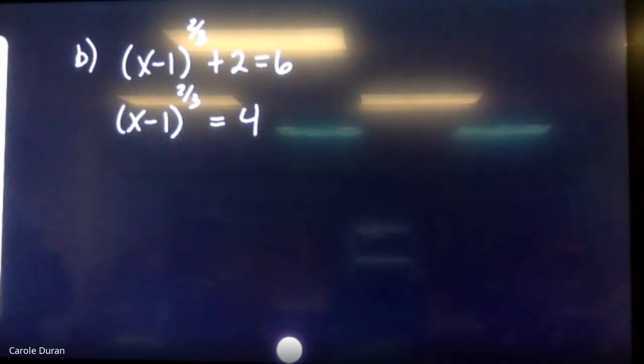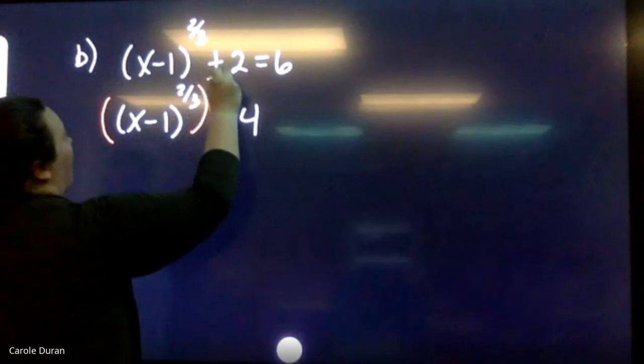Anybody have an idea of what I can multiply by, or what power to take it to? 3/2, just flip the fraction. So both of these sides, we're gonna take to the 3/2 power.